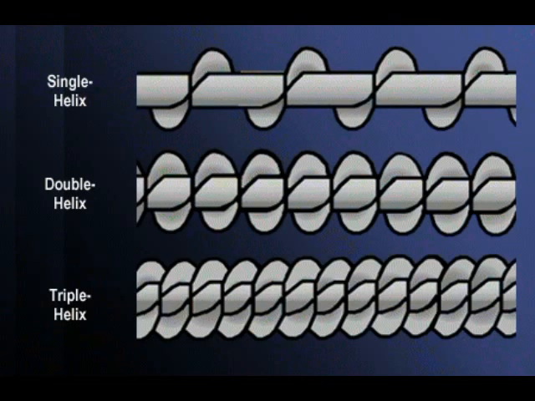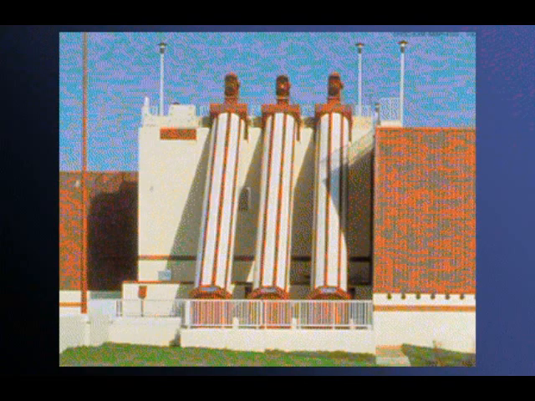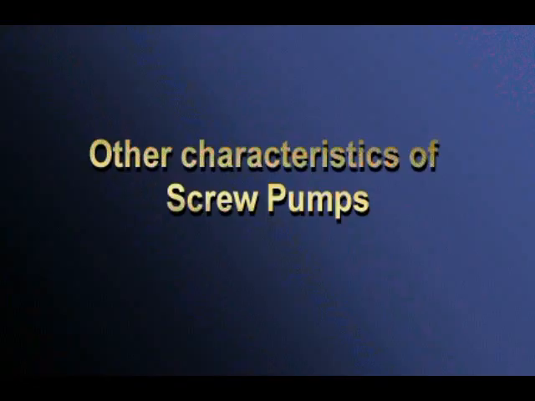The diagram illustrates one way in which the capacity of screw pumps can be varied. These are known as single, double, and triple helix flights. Screw pumps also vary in size. The diameter of a screw pump can be as little as 0.3 meters, 1 foot, or up to 3.66 meters, 12 feet. Here are some other characteristics of screw pumps.